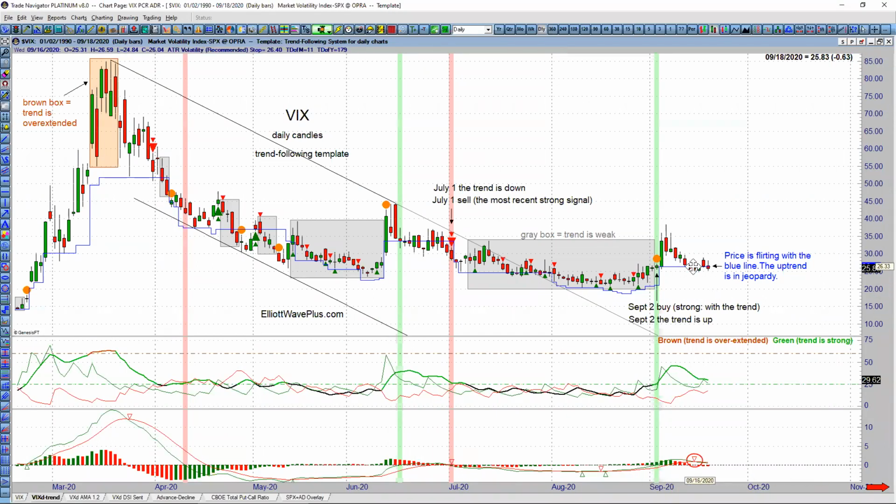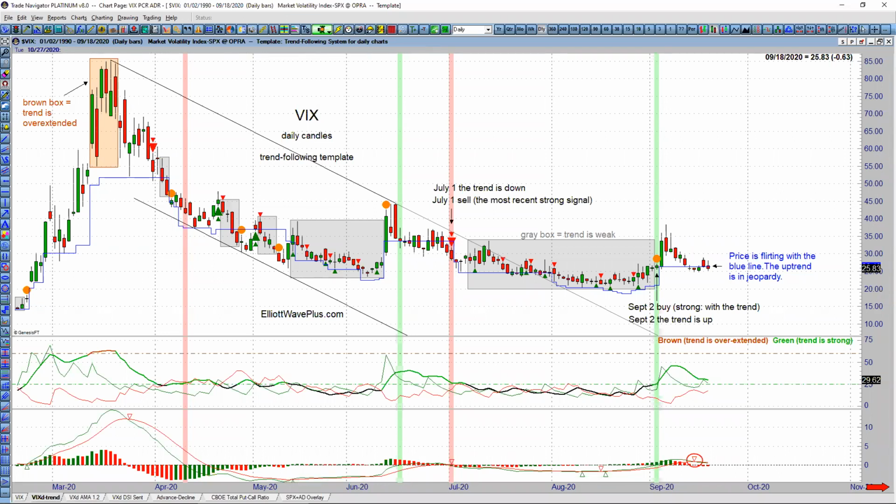And now it's flirting with the ATR, and it's likely to break one way or the other. If my roadmaps are correct, it's going to break to the upside. Beware of a breakout to the upside in the VIX. When it happens, you'll see it here because I include this chart every night for you on the daily trend reports.